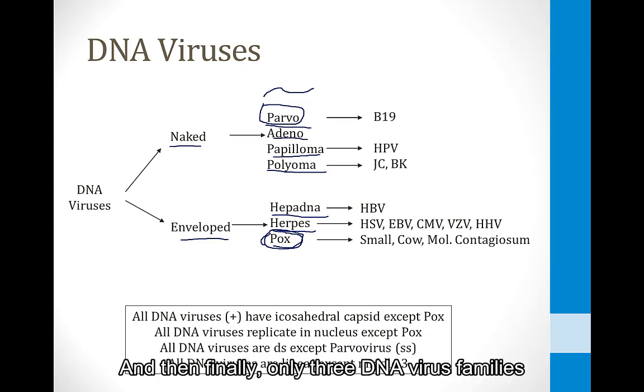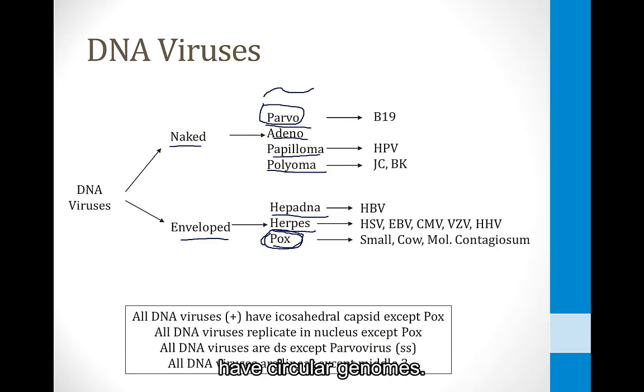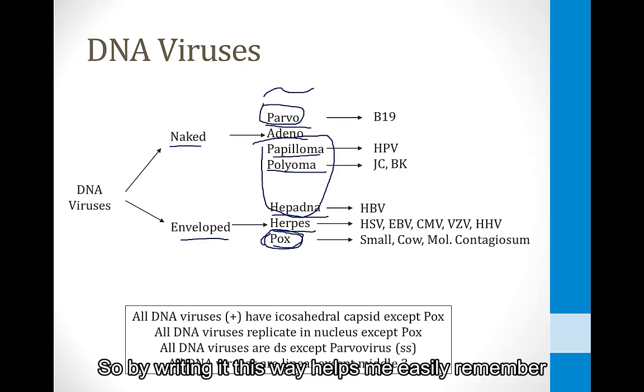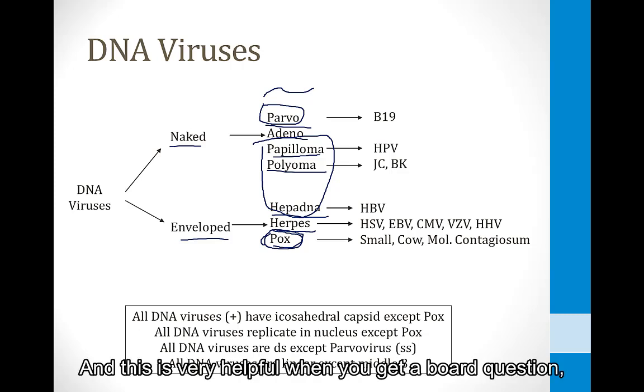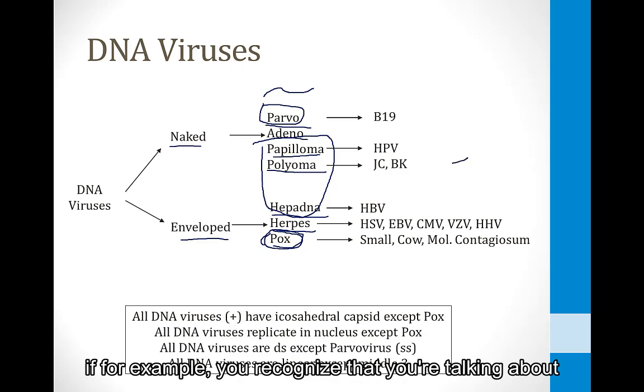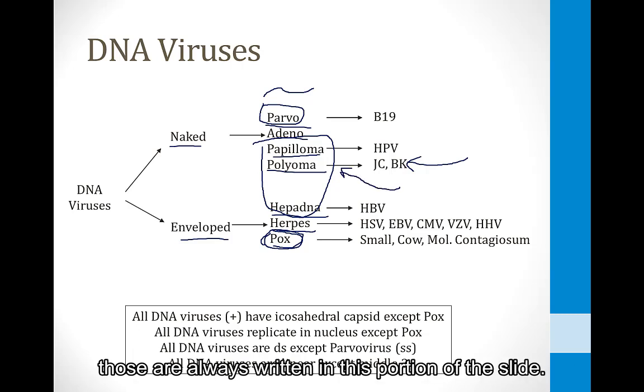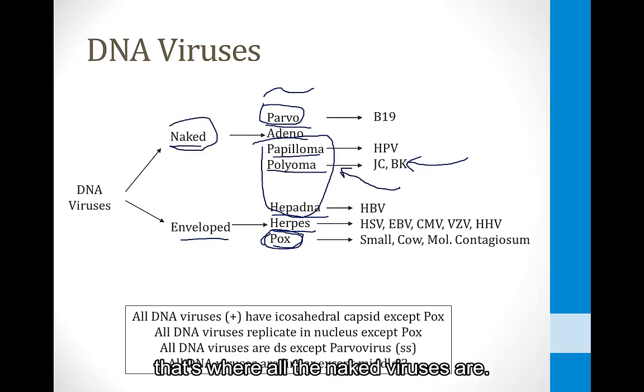And then finally, only 3 DNA virus families have circular genomes. The rest all have linear genomes. And the 3 families with circular genomes are in the middle here: hepadnavirus, papilloma, and polyoma. So by writing it this way, it helps me easily remember all their characteristics. And this is very helpful when you get a board question. If, for example, you recognize that they're talking about one of the polyoma viruses, then you can remember that those are always written in this portion of the slide, and then you'll remember that that's where all the naked viruses are.